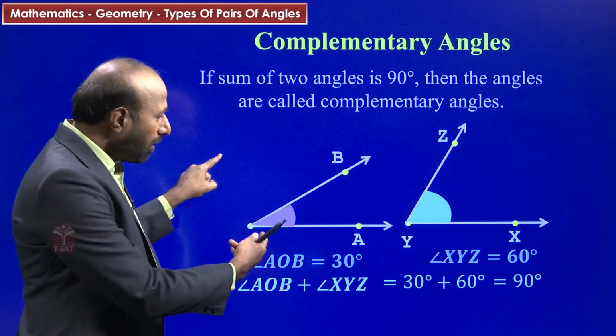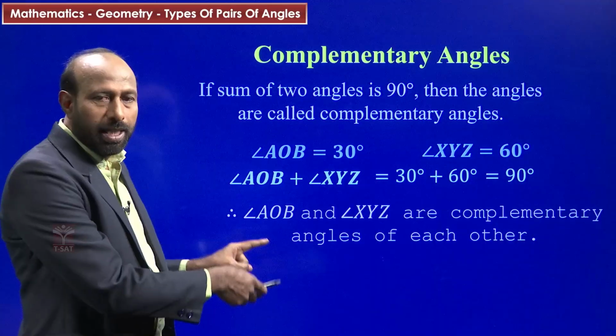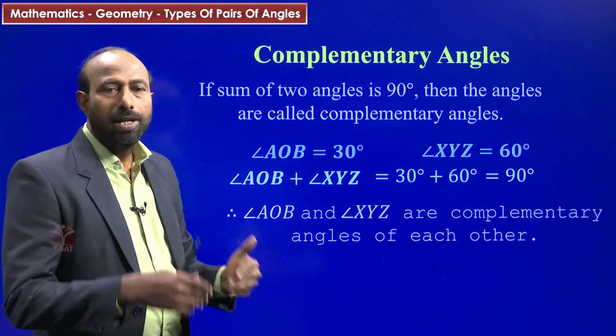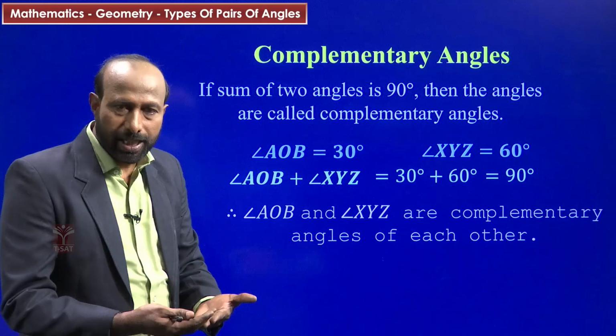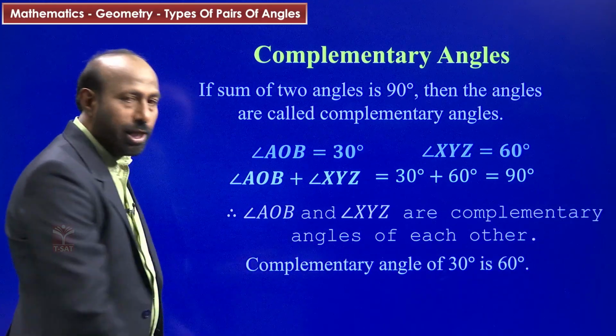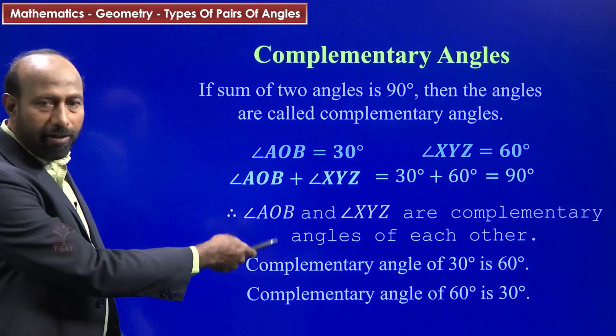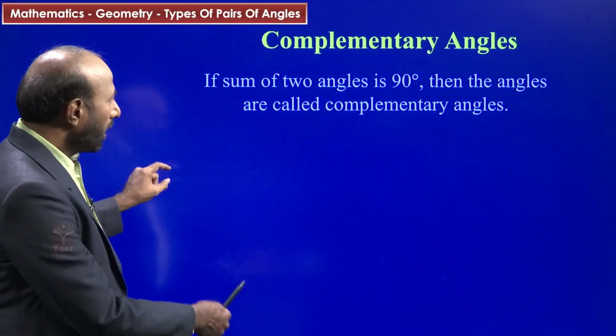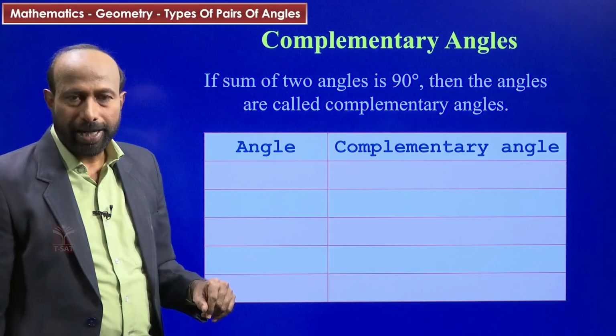As the sum of these two angles is 90 degrees, angle AOB and angle XYZ are said to be complementary angles of each other. That is, the complementary angle of 30 degrees is 60 degrees, as well as the complementary angle of 60 degrees is 30 degrees. So, here we have a table regarding complementary angles.